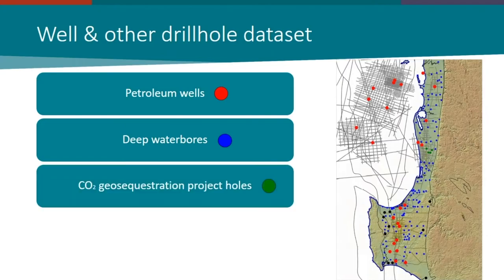In addition, four deep holes, each more than 2 kilometres deep, were drilled for the Southwest Hub CO2 geosequestration project, and each with petroleum industry standard wireline logs and velocity information.